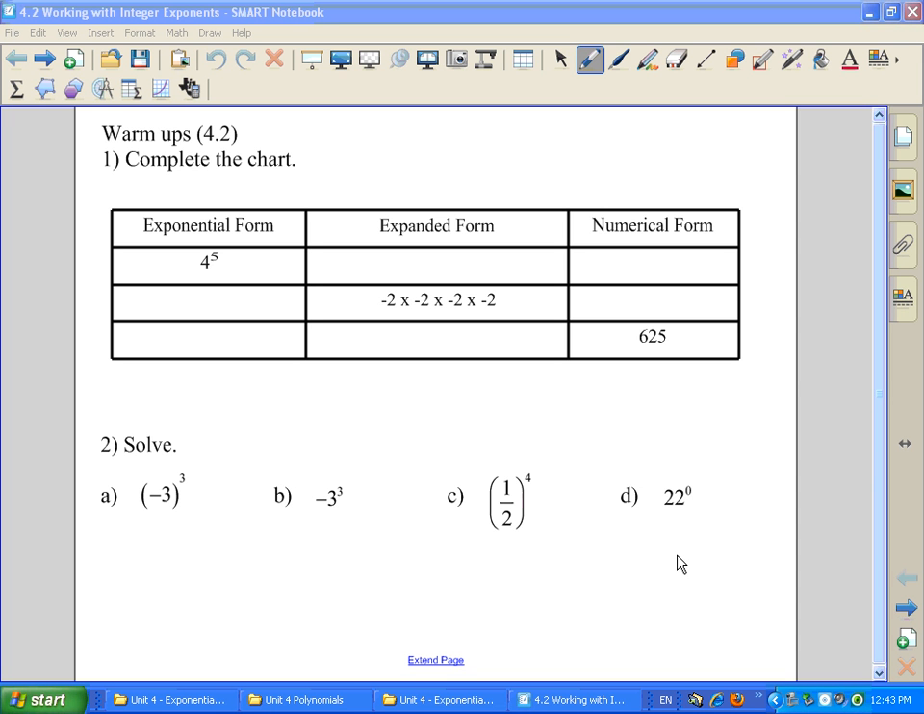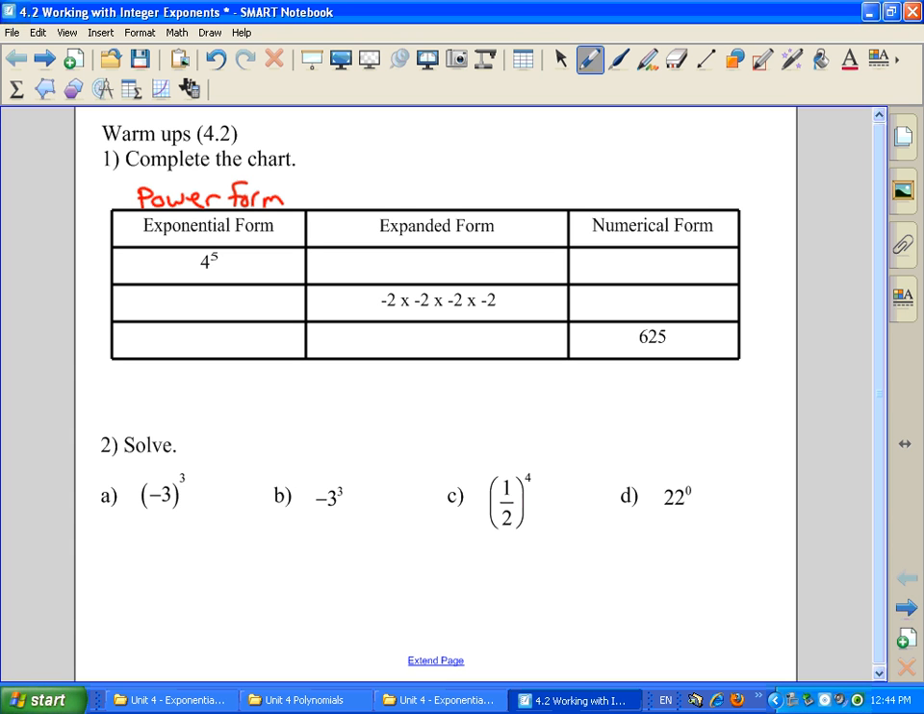All right, let's start up with some warm-up, see what we can remember from grade 9 and 10. Exponential form, another word for that is power form, and that's where you have the base raised to the exponent. Expanded form is where you take the base and expand it out the number of times the exponent tells us. And numerical form is the answer itself.